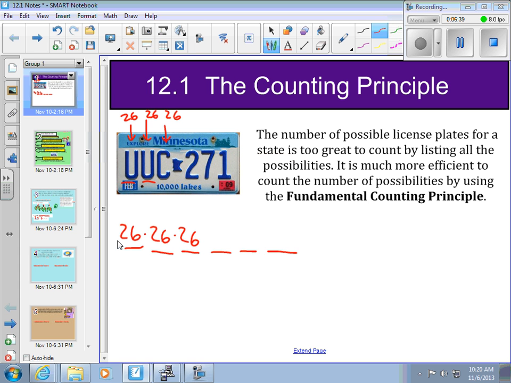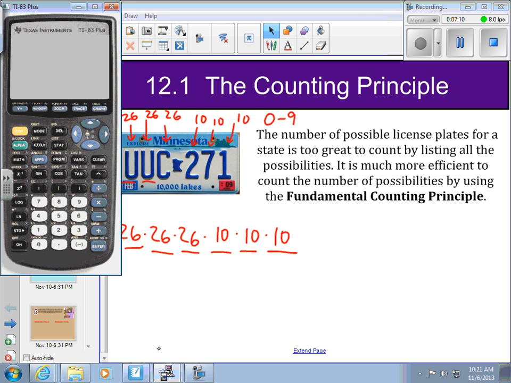Now we have to figure out how many numbers we have available for the last 3. Well, if we're looking at the numbers 0 through 9, how many numbers would that be? That would be not 9, but 10. When you include 0, that would be 10 different numbers. So there's 10 here, and 10 possibilities there. So if we multiply together using the fundamental counting principle, 26 times 26 times 26 times 10 times 10 times 10, that should give us the total amount.